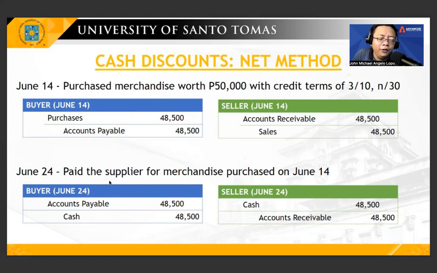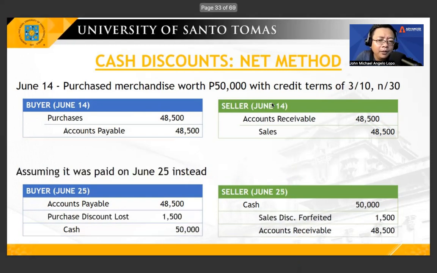Okay. If the supplier paid within the discount period, so 10 days siya, napakadali. Just debit accounts payable para maging zero ito. Then you pay cash. On the part of the seller, you debit cash because you received cash. And tanggalin mo na yung 485 na AR para maging zero ang AR. Ano kadali, class? Okay. Pag net method.